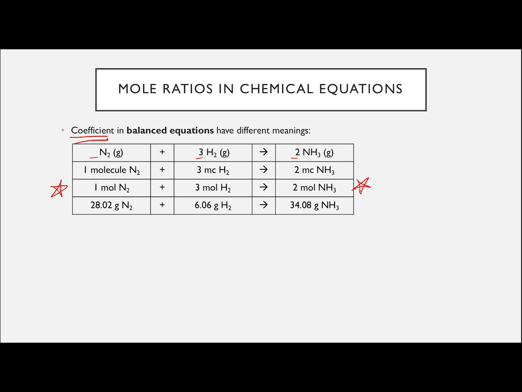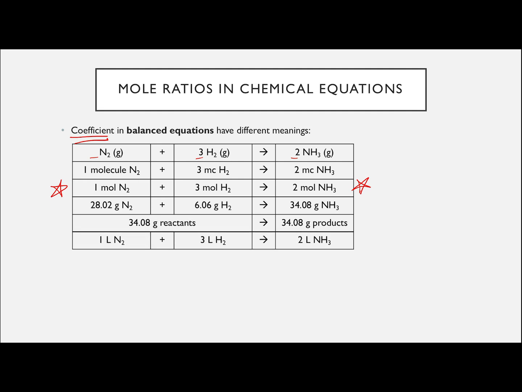And then, considering the law of conservation of mass, we could say we have exactly as much reactants as we do products. Right? All of this can come from just those coefficients from balancing a chemical equation. Later in the year, we're also going to use this as liters when we talk about gases. So 1 liter, 3 liters, 2 liters as well. The mole ratios are the most important part for us right now.